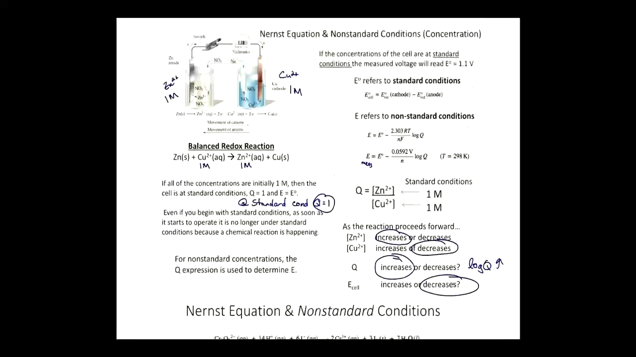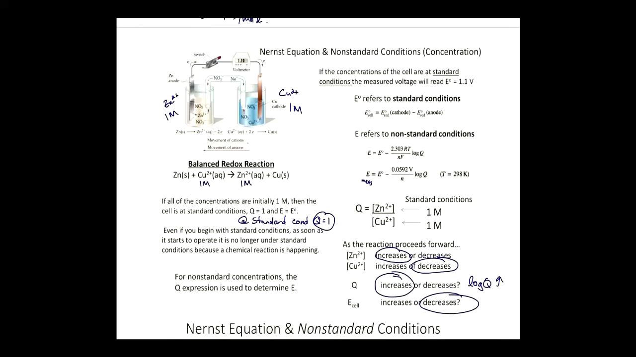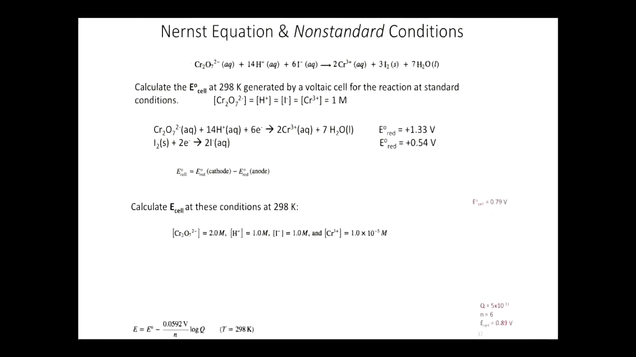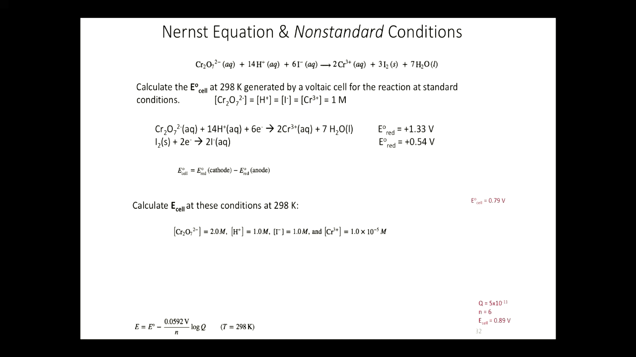All right, so let's do a calculation using the Nernst equation. Okay, it's not that bad. The only idea here with the Nernst equation is first you have to do cathode minus anode. First you have to use the table values, and then you just need to account for Q.